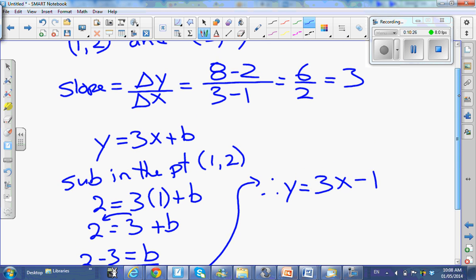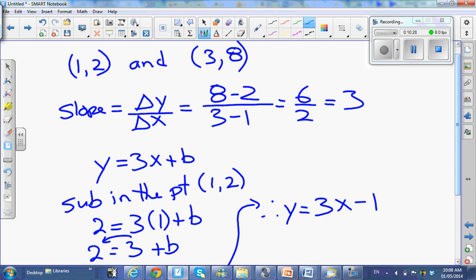Nice thing about this is you can check your answer. So we had the 2 points, 1, 2, and 3, 8. You can plug 3 into here. So 3 times 3 would be 9, minus 1, sure enough, is our 8.